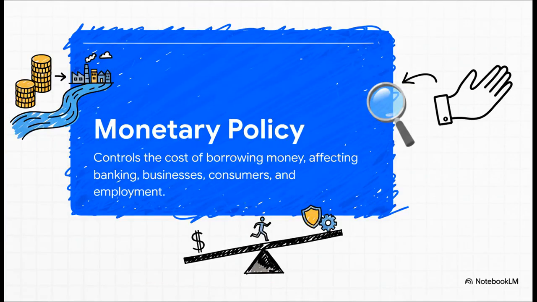The second tool, monetary policy, is a little more behind the scenes. This is what the Federal Reserve, the Fed, does. When the Fed changes interest rates, it makes it cheaper or more expensive for banks to lend money. So next time you think about getting a car loan or a mortgage, just know the Fed's decisions are what set the stage for your monthly payment.